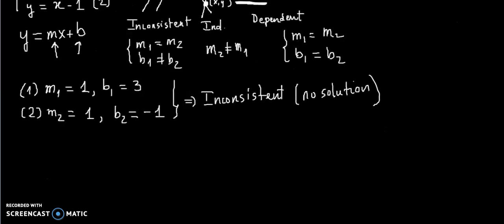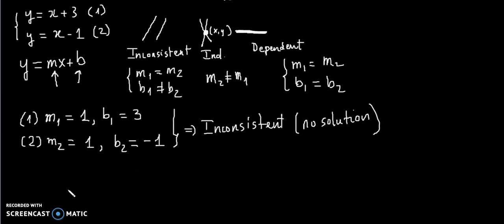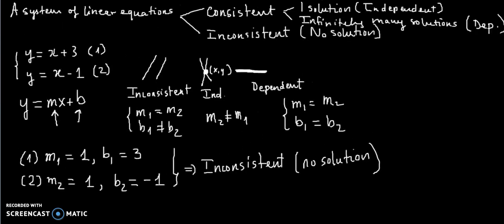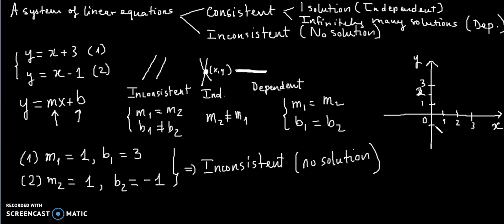Now for curiosity's sake, we're going to solve this system anyway. The last time we studied, we learned how to graph this, because we will later study how to solve by substitution and elimination. So let's graph the first equation, y equal to x plus 3. 1, 2, 3, and then this -1 here.